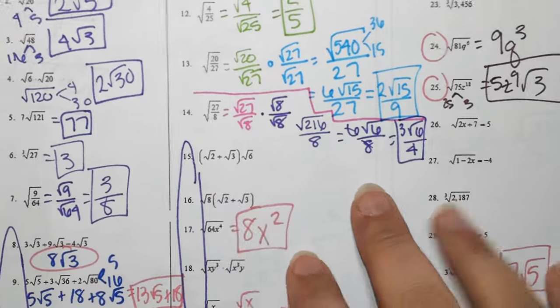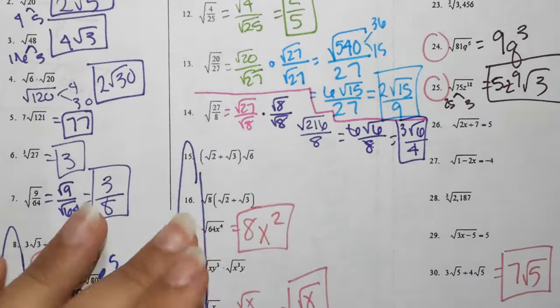Alright, look at this page. Please do 15 and 16. 15 and 16, and let's go.